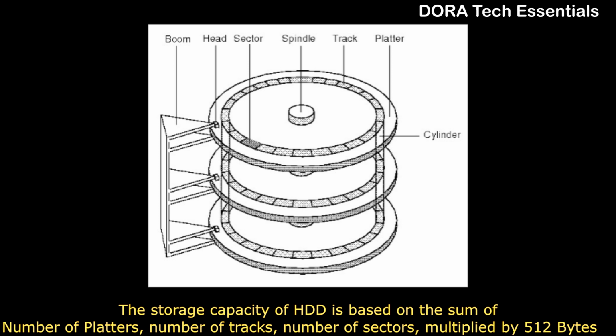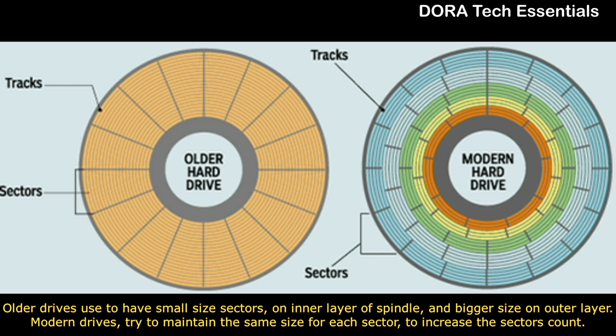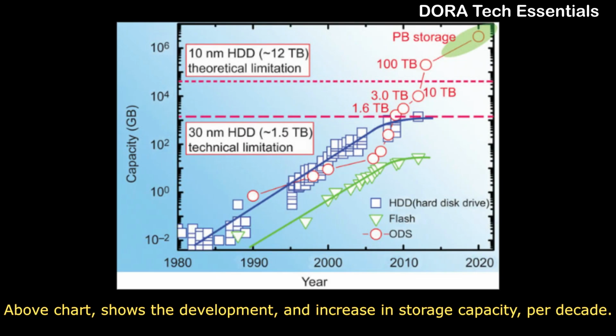The storage capacity of a HDD is based on the number of platters, number of tracks, number of sectors, multiplied by 512 bytes. Older drives used to have small size sectors on the inner layer of the spindle and bigger size on the outer layer. Modern drives try to maintain the same size for each sector to increase the sectors count. The above chart shows the development and increase in storage capacity per decade.